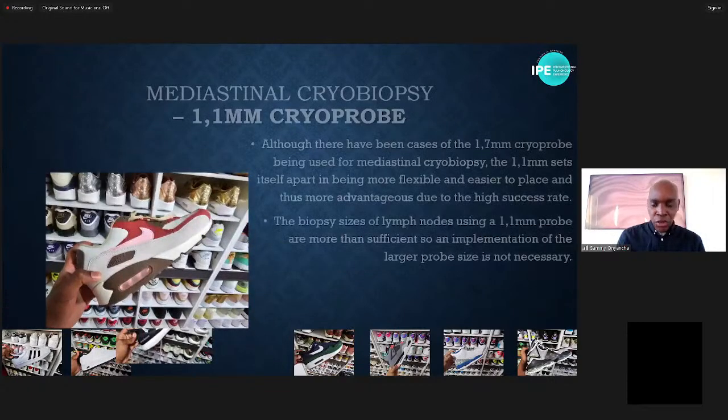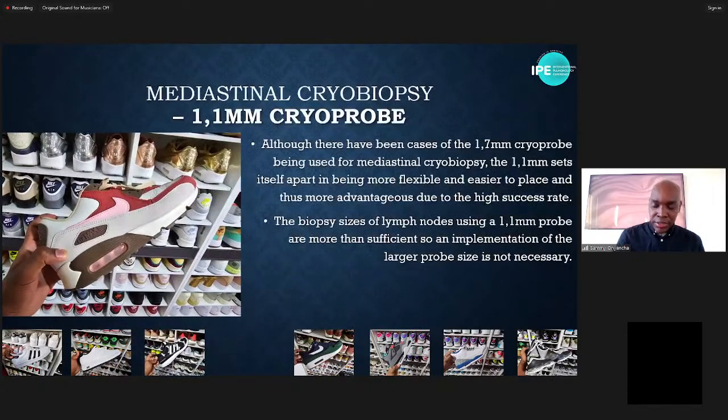So moving on, the mediastinal cryobiopsy, which I kind of hinted on, that's the new fad that everyone is doing. The 1.7 could be used in the mediastinal cryobiopsy. It's harder to put in because the working channel of the EBUS scope is usually 2.0. And most of the people in my realm do it with a needle, mostly 22 gauge, so 0.7 millimeters in diameter. So putting in a 1.7 cryoprobe is kind of a challenge.